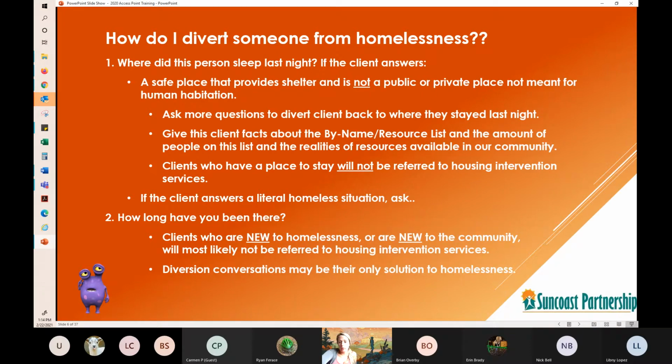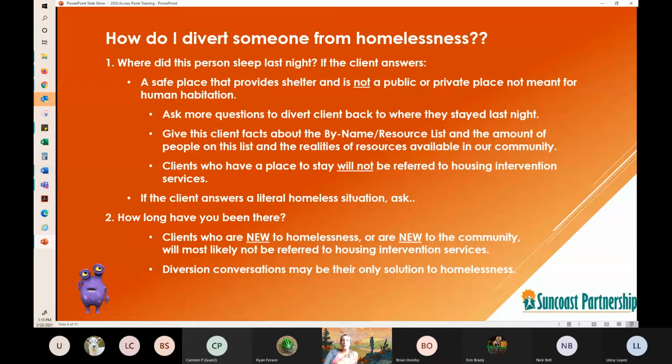Same with clients that come from out of town. When clients come from out of town into our community, there will be data that we will go over in the live site, but clients coming from out of town, their homelessness begins at the date of creation in our system or the date in which they are reporting to you, whichever is later.